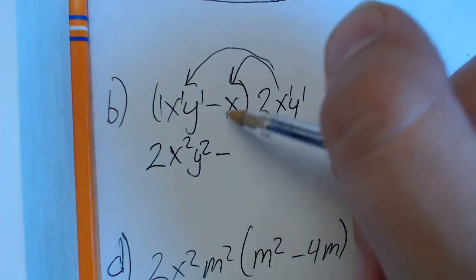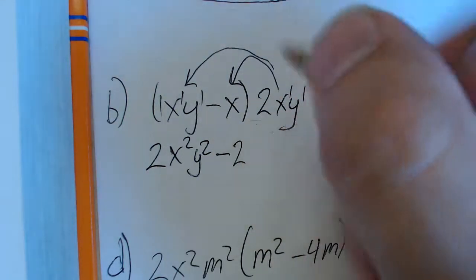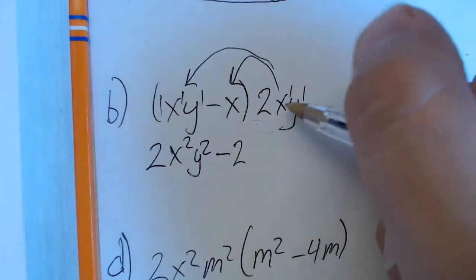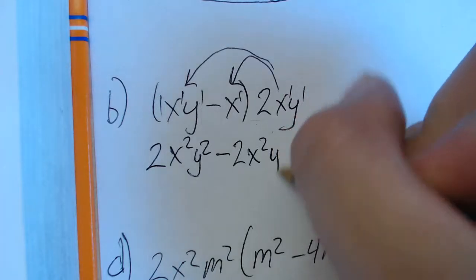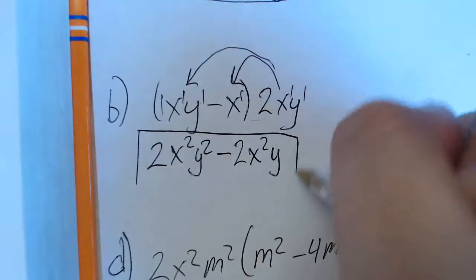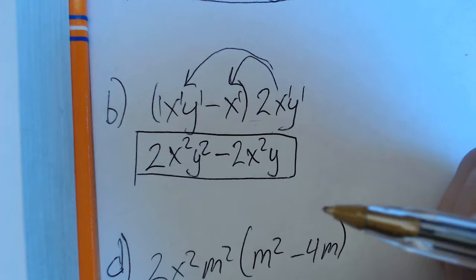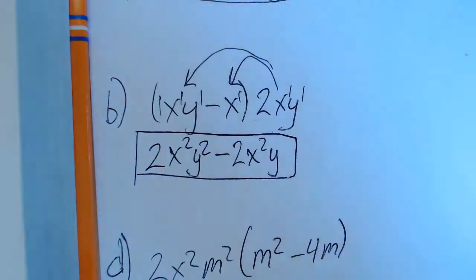Alright, now we have to multiply by negative x. So 2 will go in front because 2 times negative 1 is negative 2. And then x1 and x1 is x squared. And then there's no y, so we just put y1 on the end. And that is our answer, 2x squared y squared minus 2x squared y.